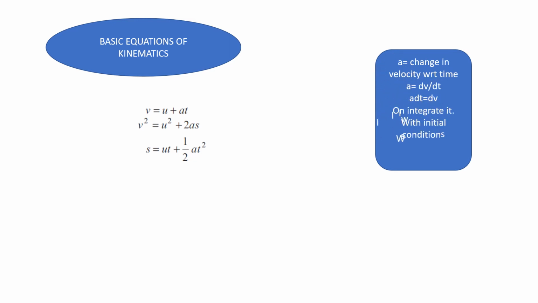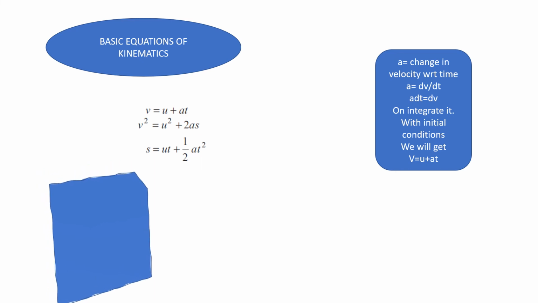Acceleration is equal to change in velocity with respect to time, that is, a is equal to dv by dt. Then a dt equal to dv, on integration on both sides with initial conditions, we get v is equal to u plus at. Then how is s is equal to ut plus half at square derived?